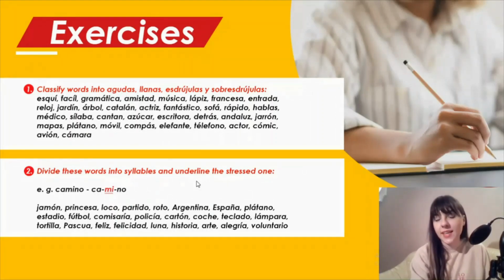In the second exercise, you have to divide these words into syllables and underline the stressed one. Let's see the example. The word camino has three syllables. The first one is ca, the second one mi, and the third one no. So the stressed one is the second one, which is mi. So how do I pronounce that? Camino. So the second syllable is the one where I put more intensity.